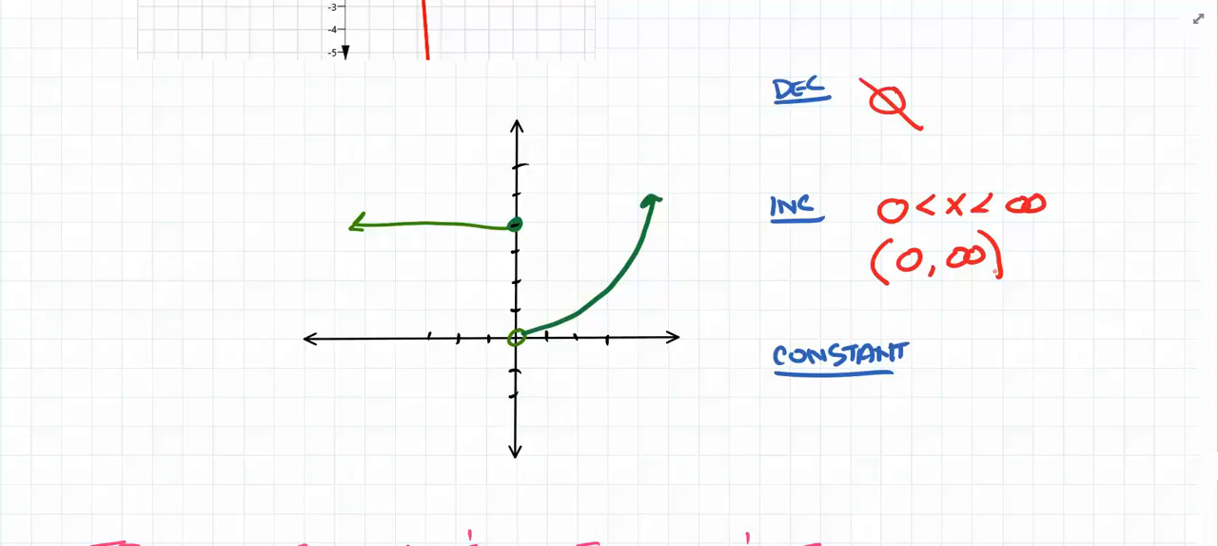Constant. Where is this thing constant? Negative infinity to 0. Ah, very good. So, parenthesis, negative infinity, comma, 0. Look at this bracket. Wait, why is there a bracket? It's a closed dot. It's actually a part of that.